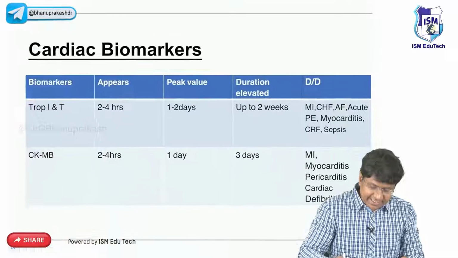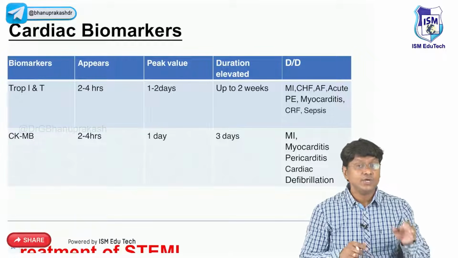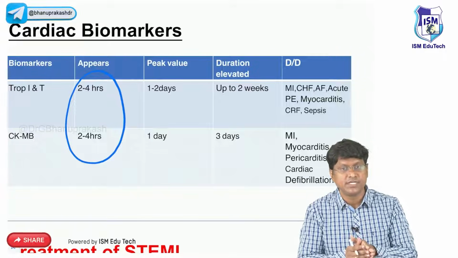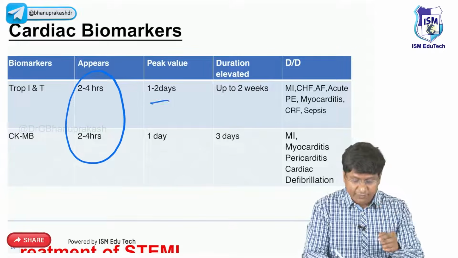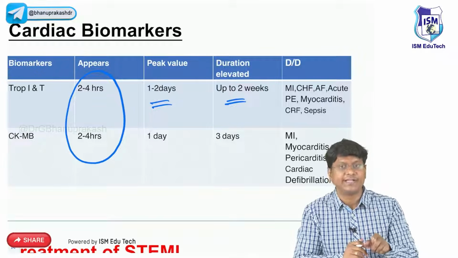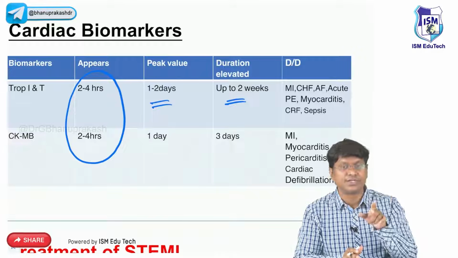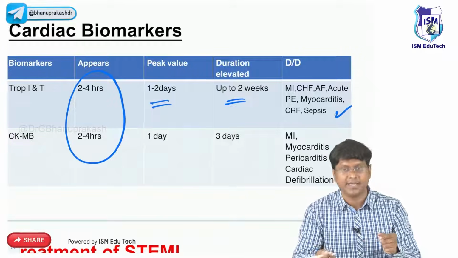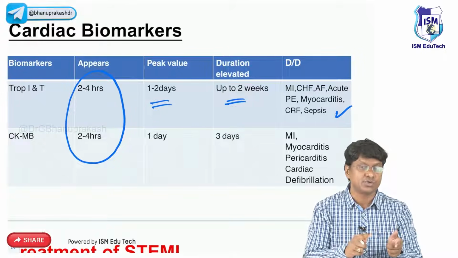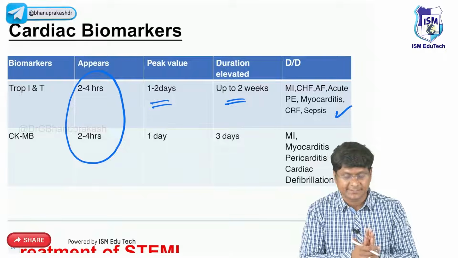Now let me discuss in detail some of these cardiac biomarkers, mainly troponins and the CKMB. Troponins or CKMB, both of them appear in the blood within 2 to 4 hours. But troponins reach the peak value within 1 to 2 days and return back to normal within 10 to 14 days, that is up to 2 weeks. But you need to know the differential diagnosis. What are the other conditions where the troponins are elevated apart from MI? That is congestive heart failure, atrial fibrillation, acute pulmonary embolism, myocarditis, chronic renal failure and sepsis. In all these conditions, the troponin levels may be elevated.